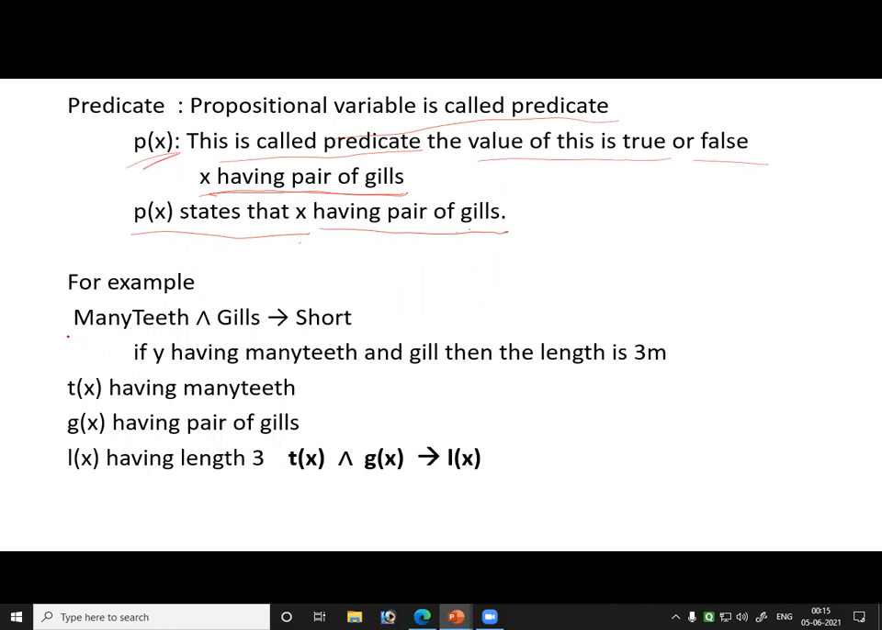One more example: many teeth and gills gives you short. If Y has many teeth and gills, then the length is 3m. T of x: having many teeth, G of x: having pair of gills, L of x: having length 3. So T of x and G of x implies L of x. These are all the terminologies.